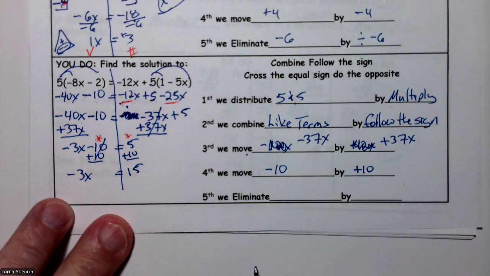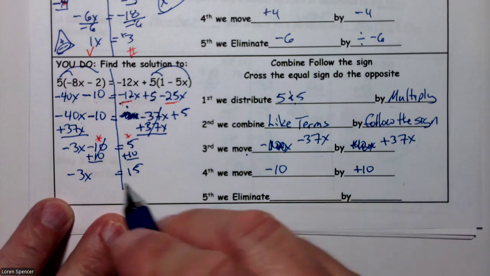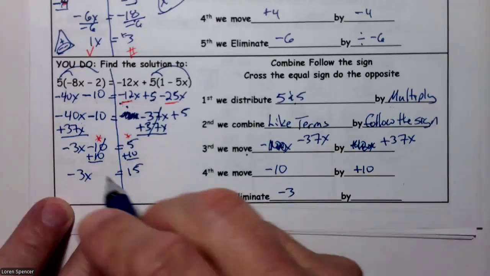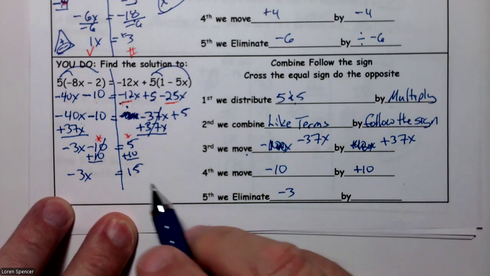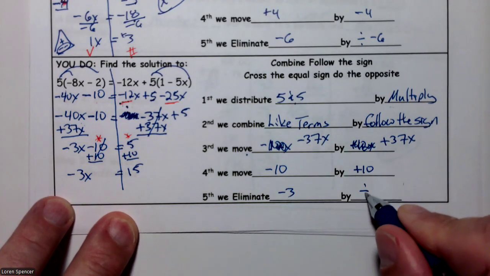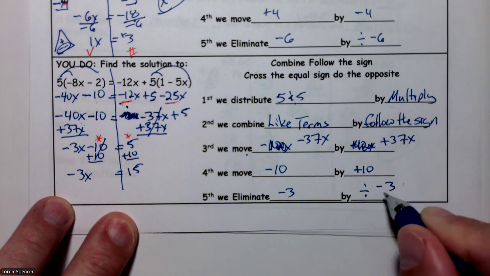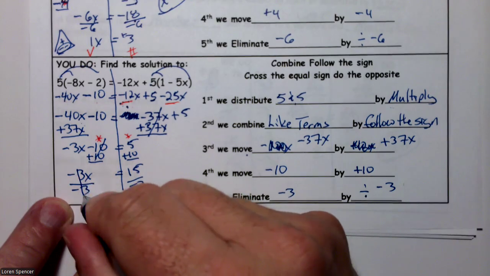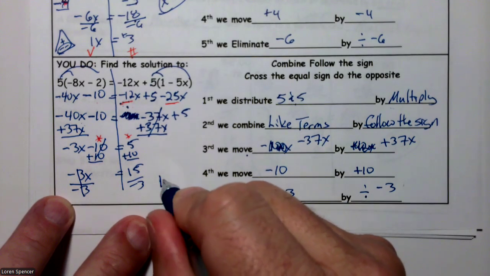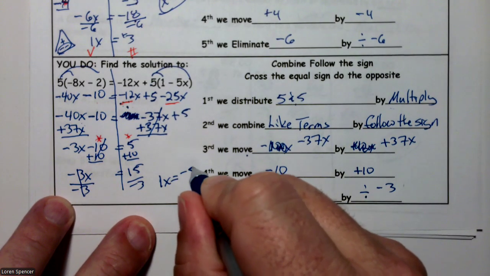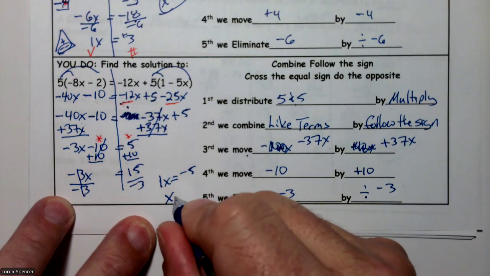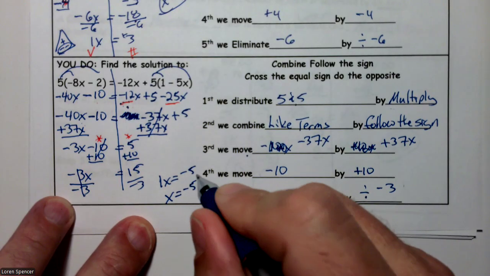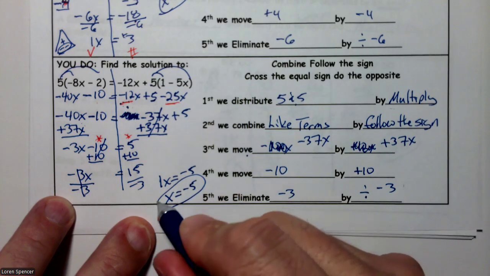Finally, we need to eliminate our coefficient. Our coefficient is -3. It's side by side, so it's being multiplied. How do I undo multiplication? I do it by division. This goes away. I end up with 1x equals -5. My final answer is x equals -5.